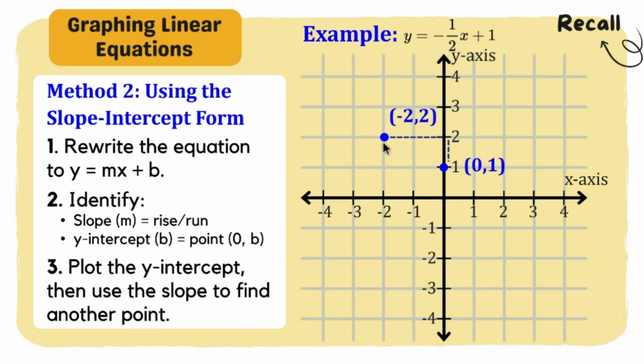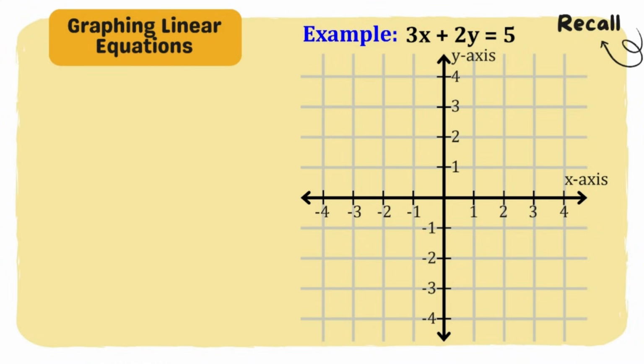Then ulitin lang po natin yung process. 1 step going up, and then 2 steps going to the left. So therefore, ito na po yung third point natin. Okay? We can have 3 points or more para mas makasigurado tayo. But we can actually connect points using 2 points only. Para mas sure, we can add. So meron tayong pangatlong point dito. Pwede na natin gawin yung ating line. So this is now the graph of our equation using the slope-intercept form.